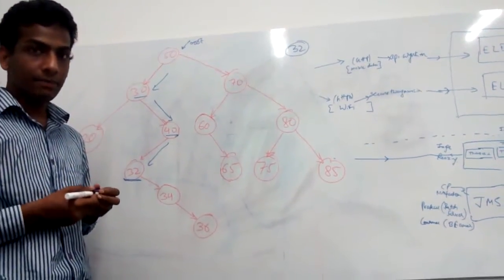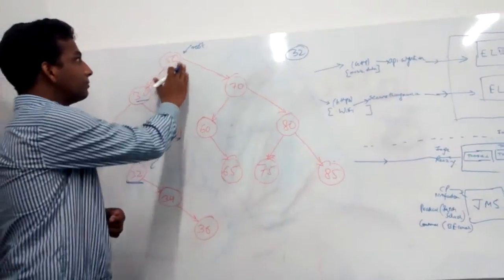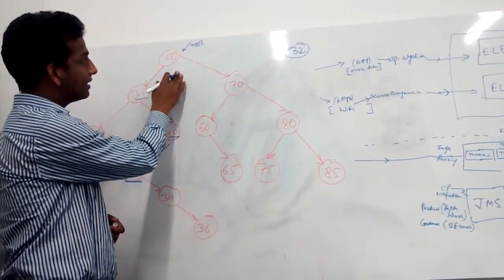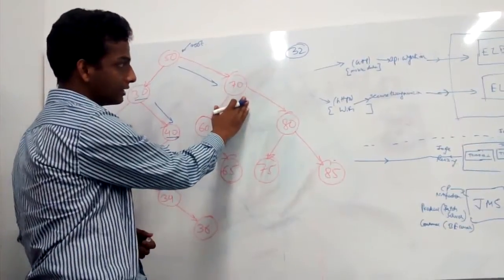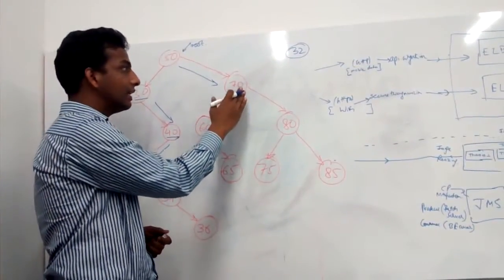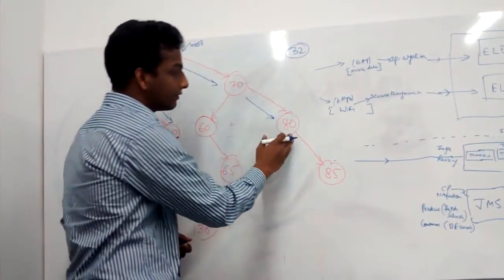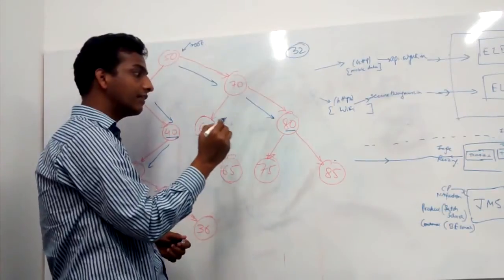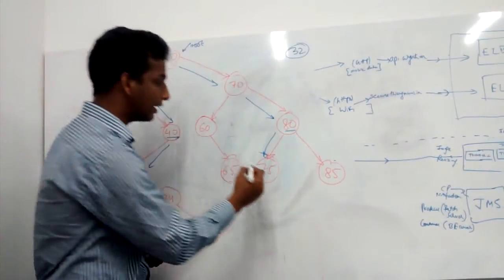Let's take another example. Let's say we have to find the number 75. So we start from the root, and since 75 is greater than 50, we go to the right subtree. Again we hit the number 70. 75 is again greater than 70, so we go to the right subtree. Now we have the root as 80 and 75 is less than 80, so we go to the left subtree. And here we find our number.